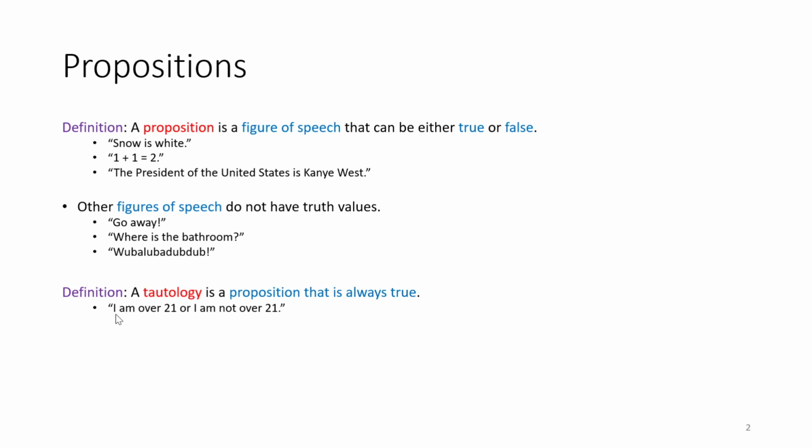So with I am over 21, we applied a not to it, we joined it with an or, and using those kinds of connections strangely gave us a tautology. This is sort of an interesting thing. And this is an interesting tautology.